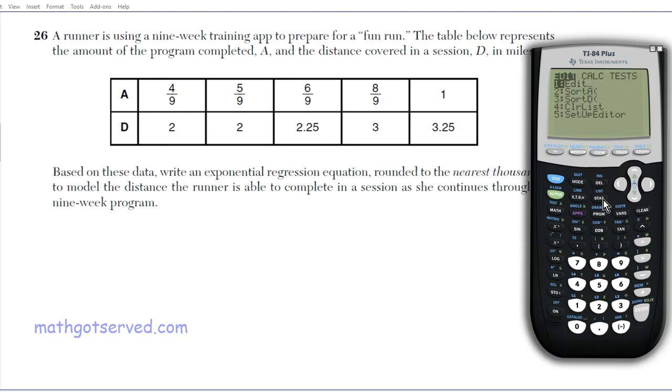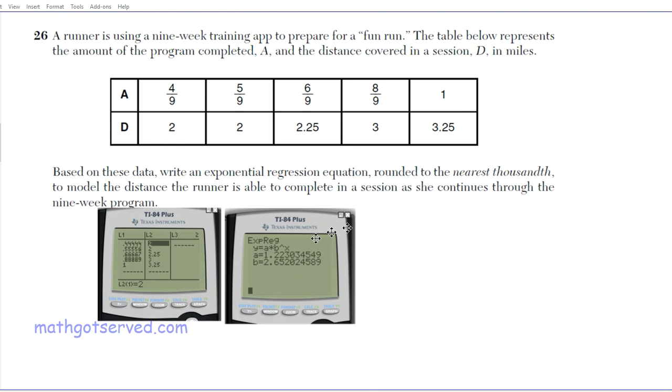To do that, we'll press statistics again, go to the calculate option by scrolling to the right, and then we're going to look for exponential regression. So we have quadratic regression, cubic, quartic regression, linear regression, and logarithmic, and then exponential regression. That's what we want. So press enter. Exponential regression is entered into the home screen. Press enter, and then it generates the exponential regression equation and the a and b values.